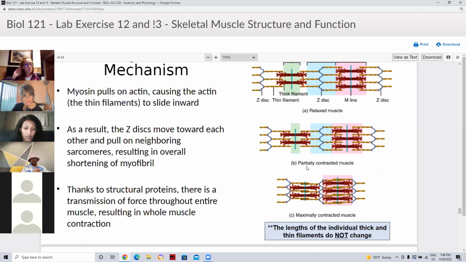So thanks to structural proteins, there's a transmission of force throughout the entire muscle, resulting in the whole muscle contracting. So the individual lengths of the thick filaments are not changing. It's the overlap that's causing the change in the length.